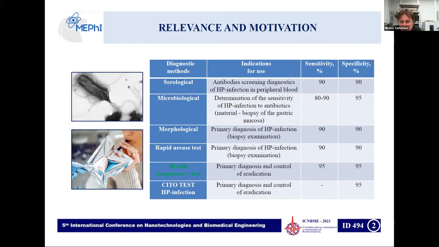And typically, it's a very developed topic in medical applications. Now medical instrumentation has a lot of instruments for Helicobacter pylori infection detection, invasive and non-invasive. Typically, invasive detection is connected with taking some probe from the stomach, material for biopsy, and searching for the infection.